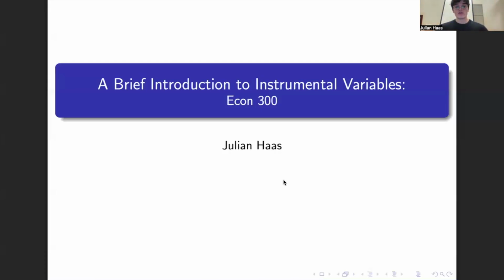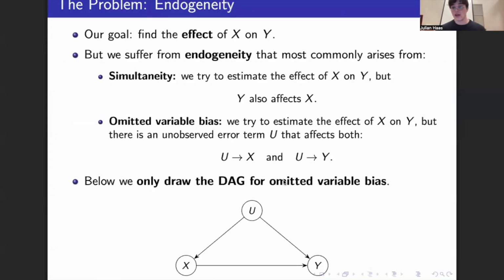So, without further ado, what's the issue that we're really trying to overcome here? The issue is that of endogeneity. So we want to find the effect of X on Y, but we have this problem of endogeneity that we've been talking about the entire semester. And this can commonly arise from two different sources. It could be that we have simultaneity, where X affects Y, but it's also true that Y affects X.